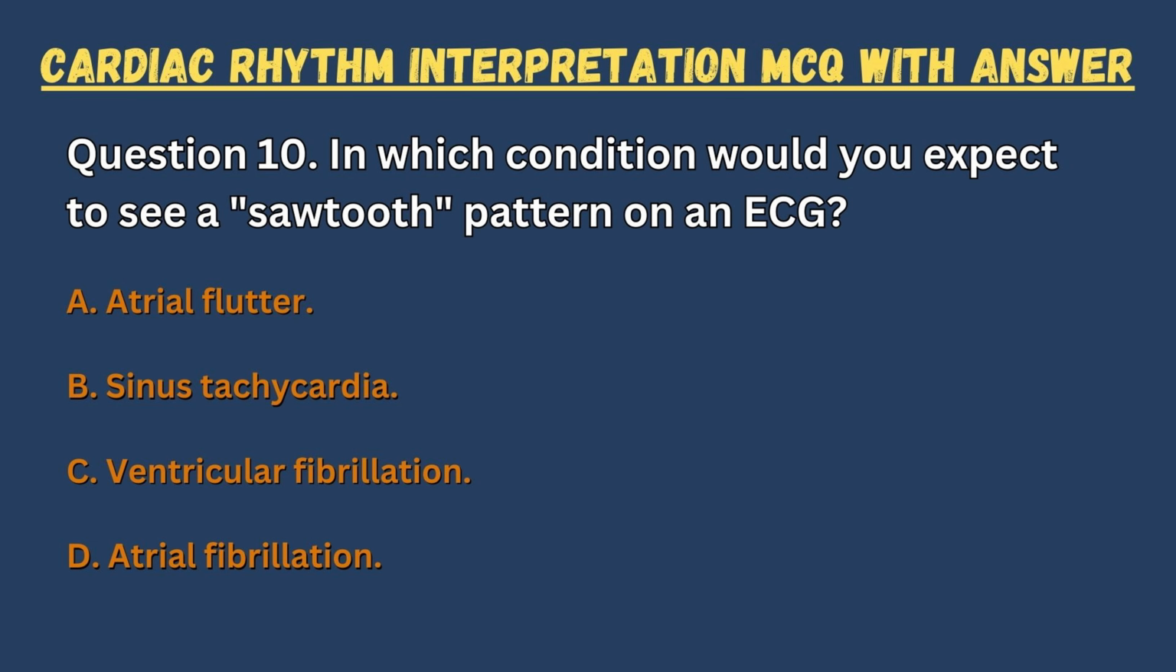Question 10. In which condition would you expect to see a sawtooth pattern on an ECG? A. Atrial flutter. B. Sinus tachycardia. C. Ventricular fibrillation. D. Atrial fibrillation.